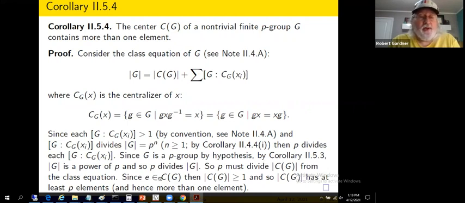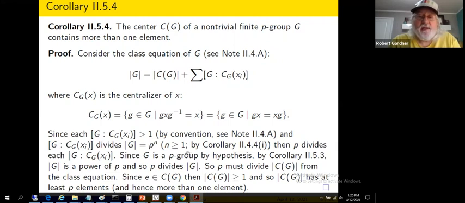The previous corollary tells us then that G is a power of P. So P divides the order of G. Well, if P divides the order of G, P divides all these things, P must divide that thing. We've got P divides all the indices listed here. P divides the order of G, it was a P group. P divides this, P divides that. Well, if it divides the left side, it must divide the right side. And if it divides all of these, it must divide that as well.